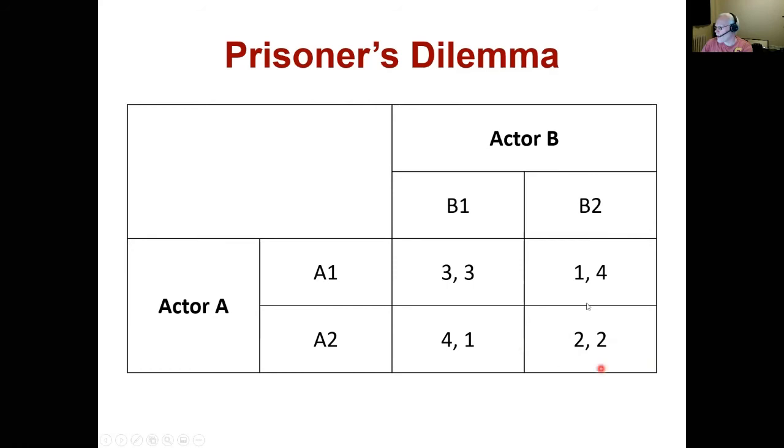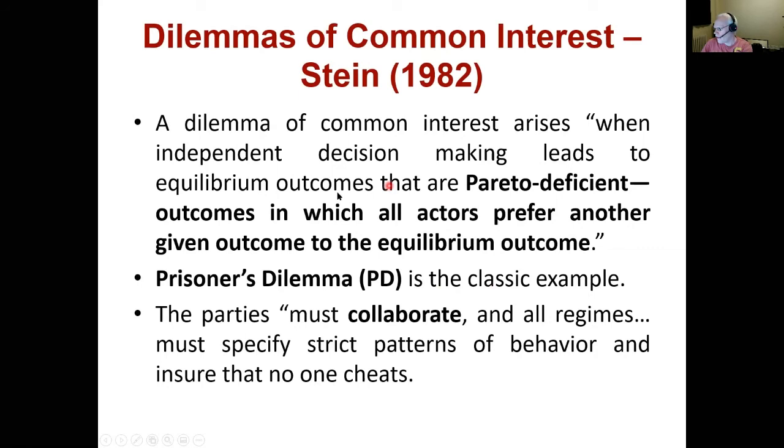This is where we end up acting in self-interest. This is better. We don't end up here acting in self-interest. So we have a common interest to do better or to get something else. Pareto deficient outcomes in which all actors prefer another given outcome to the equilibrium outcome. We all prefer the cooperate one. We can agree on that. Prisoner's dilemma is a classic example, not the only one. So what do we need to do to escape this?